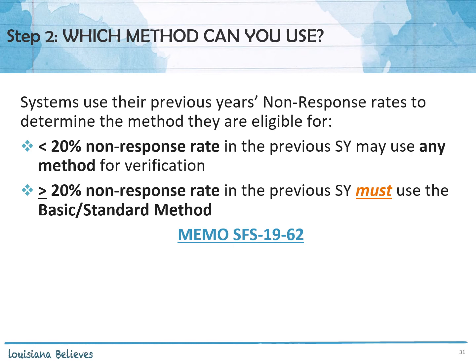However, if your non-response rate was 20% or greater in the previous school year, or if you didn't conduct verification in the previous school year, such as a new SFA or an SFA that just started reusing applications, then you will need to use the basic or standard method. You can reference memo SFS 19-62.